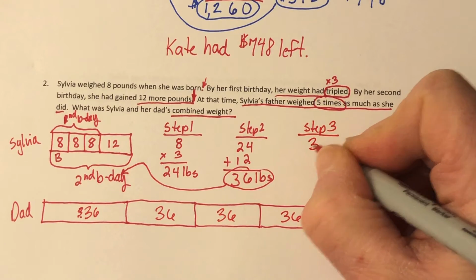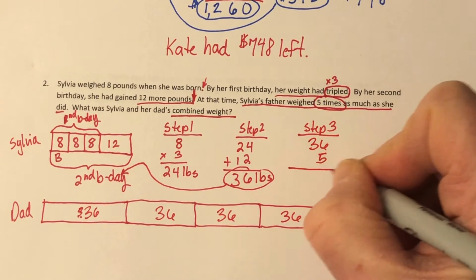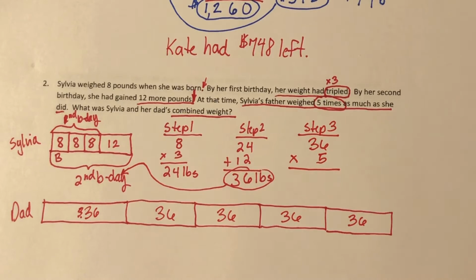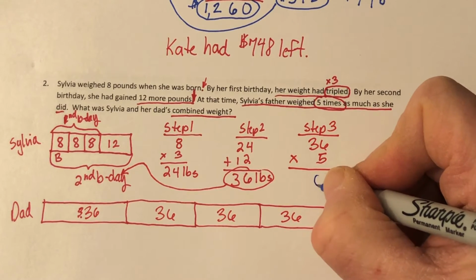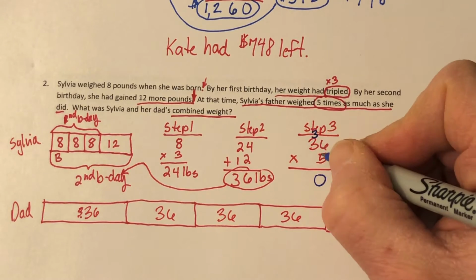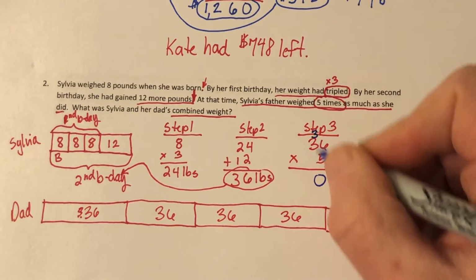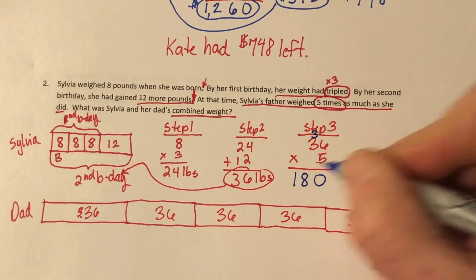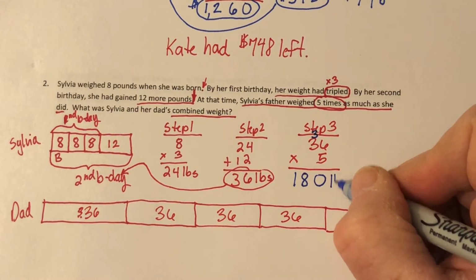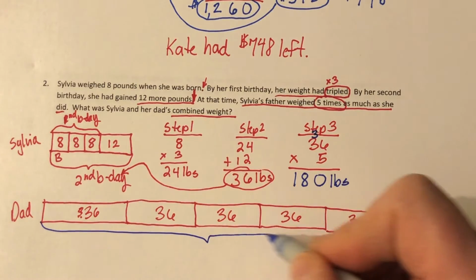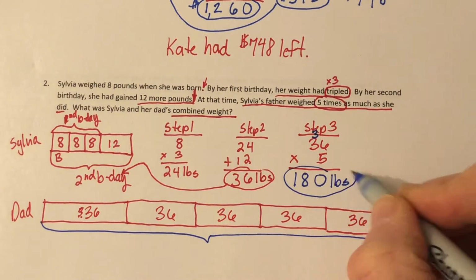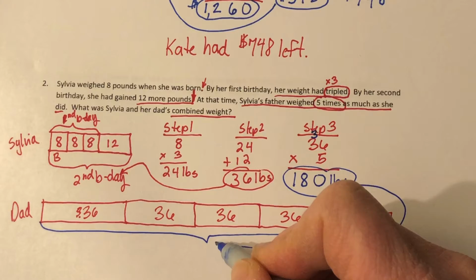is 36 times 5. Right, I'm gonna switch colors here. I like when my answers are in a different color. 5 times 6 is 30, carry the 3. 5 times 3 is 15, plus 3 is 18, so 180. Oh, so Dad weighed 180 pounds. That makes sense, okay? So here, let me get this little thing here. Dad weighed 180 pounds, good.